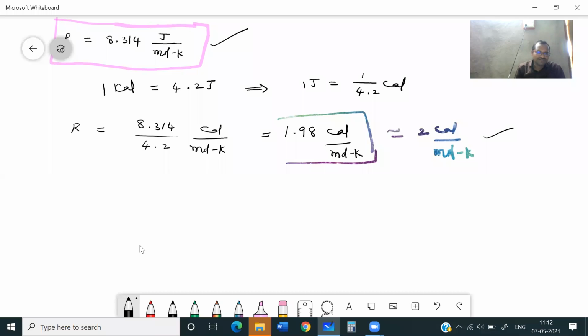Let us write dimensions of R. R, SI unit is joule per mole Kelvin. What is joule? Joule means nothing but kg meter square per second square.